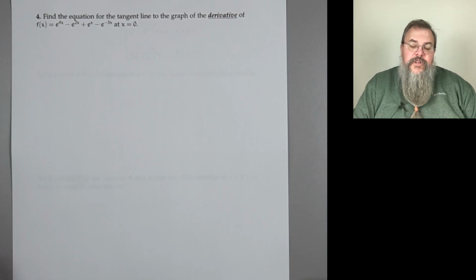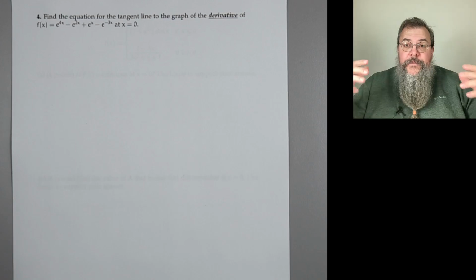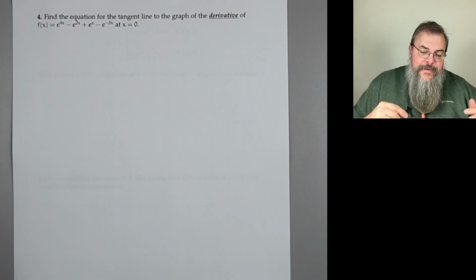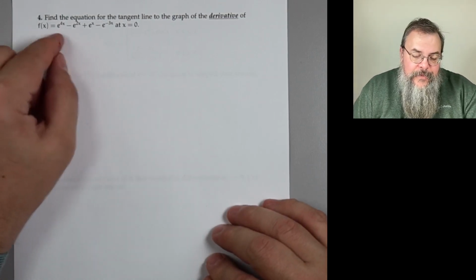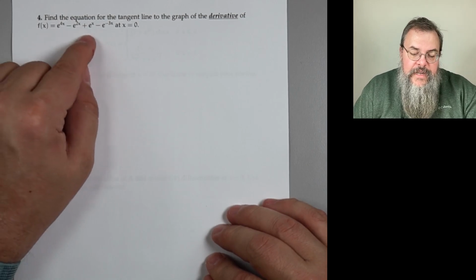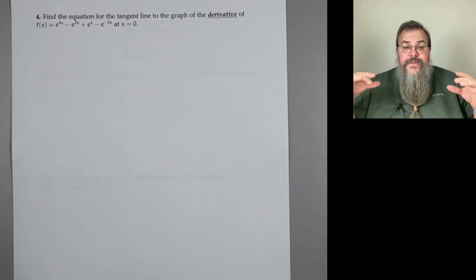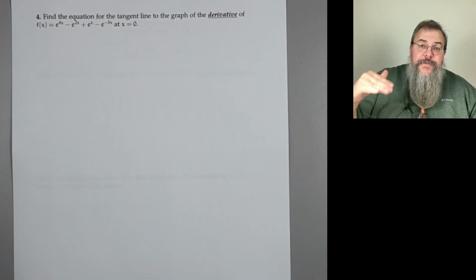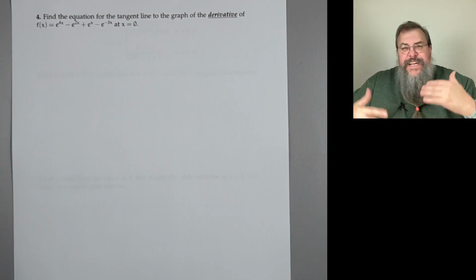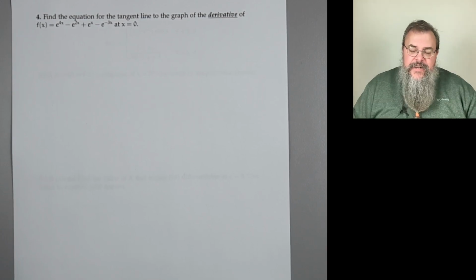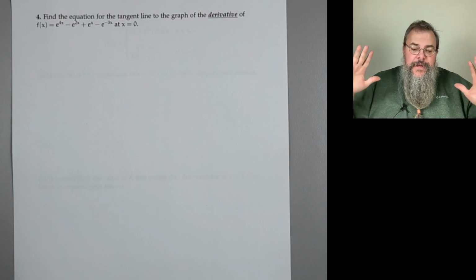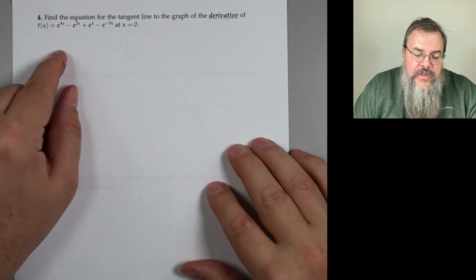Find the equation for the tangent line to the graph of the derivative of f of x equals e to the 4x minus e to the 2x plus e to the x minus e to the 3x at x equals 0. Now, notice what we're after. We're after a tangent line, but they decided to make it complicated. Why? I don't know. Because do we look for the tangent line to this function?